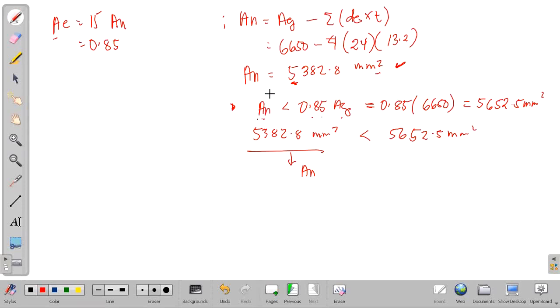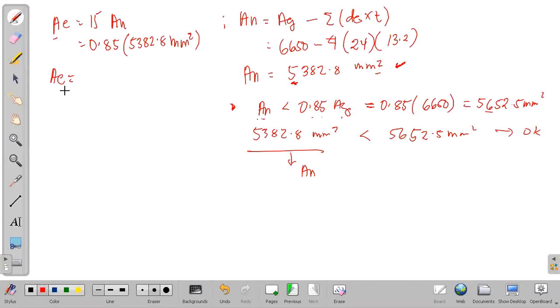In instances na mas malaki yung computed AN ninyo, for example, yung computed 0.85 of AG ninyo is 5,000. So, mas malaki yung AN ninyo. Ang gagamitin yung net area is yung value dito, yung 0.85 of AG, which is 5,000. Kasi meron na tayong limit for the net area. Okay? So, I hope you understand that. So, ito yung magiging AN natin. Therefore, our net area is 5382.8 mm squared, since okay naman siya dito, that is less than 0.85 of AG. We can now solve for the value of the effective area.